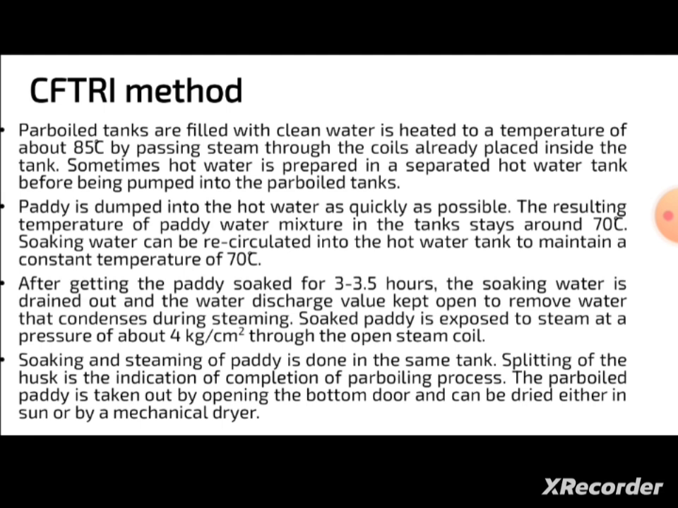So in the CFTRI method, parboiling tanks are filled with clean water and heated to a temperature of about 85 degrees Celsius by passing steam through coils which are already placed inside the tank, so that the water heats up and the paddy grains are parboiled in these tanks. Paddy is dumped in the hot water as quickly as possible. The resulting temperature of the paddy water mixture in the tanks stays around 70 degrees Celsius, and the soaking water can be recirculated into the hot tank to maintain a constant temperature of 70 degrees Celsius.